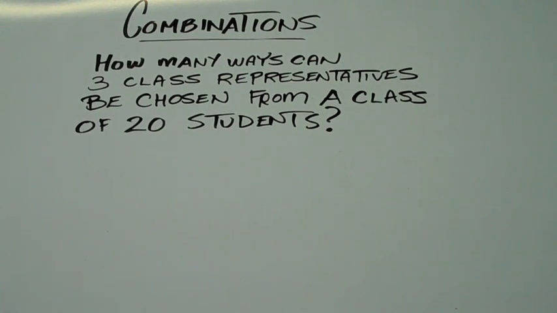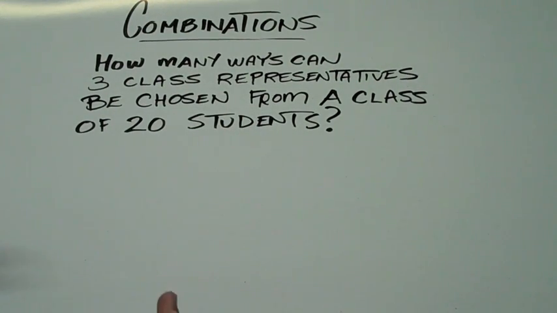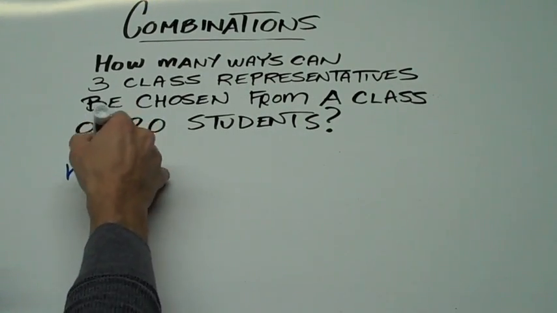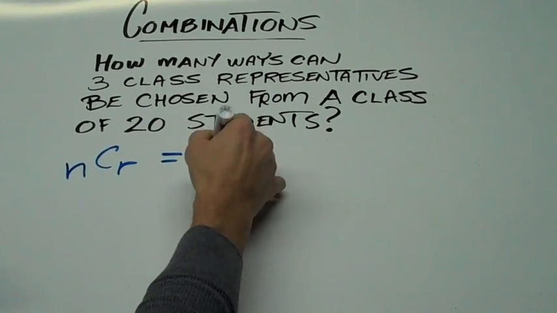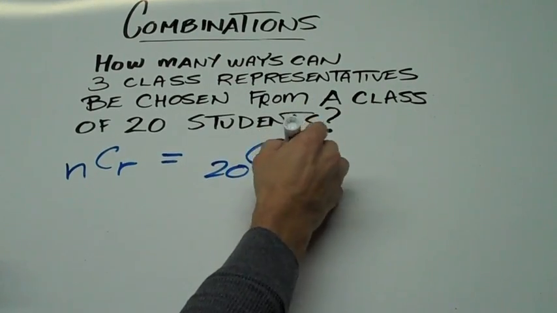How many ways can 3 class representatives be chosen from a class of 20 students? Well, our order doesn't matter. It doesn't matter if we go Bobby, Susie, Billy, or Billy, Bobby, Susie. We just need the 3 names out of the 20. So because we're selecting 3 students, order does not matter. nCr will equal, well, 20 students, and we're going to select 3 out of that.